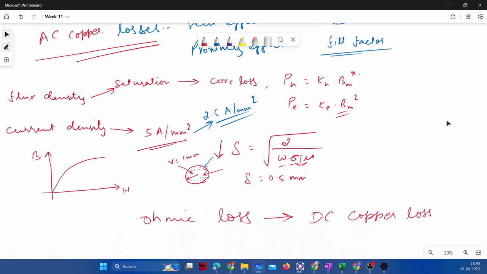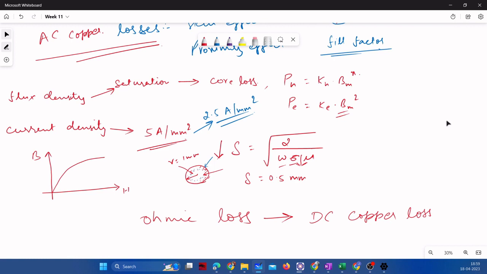Sir, this Litz wire we have discussed, we use it to eliminate the AC copper losses. Is the cross section the only difference? It is also stranded, but it is so thin that at any given point you will have a skin depth higher than the Litz wire radius.